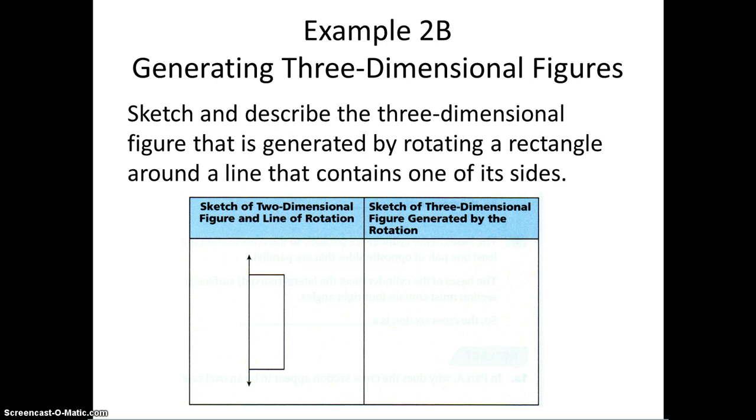Now we're going to look at rotating a different figure, in particular a rectangle, around a line that goes through the height of the rectangle. Okay, so you're going to do the exact same thing. You're going to cut this rectangle out, take a piece of string and tape it to one of the edges of your rectangle and twirl it as you did before, and you're going to sketch your resulting three-dimensional figure here in this space.